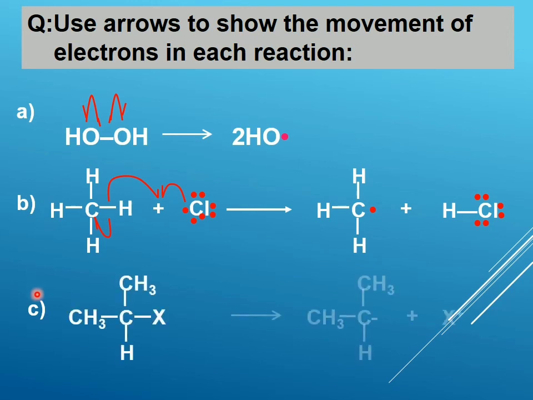And question C, based on question C, I have a carbon anion, a carbanion, and an X positive ion, a cation. So when you have a cation and an anion formed, normally it will involve heterolytic cleavage. The negative charge is on the carbon. It means that both the electrons are transferred to the carbon when the single bond is broken.